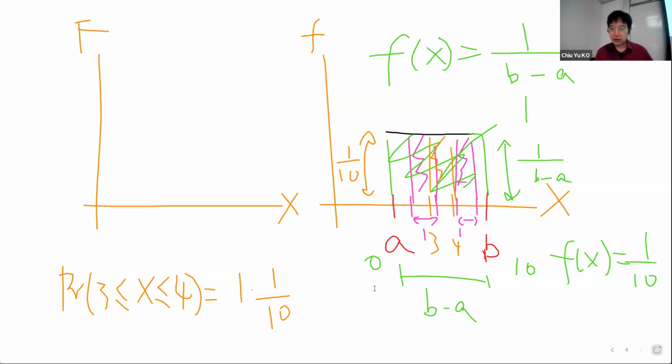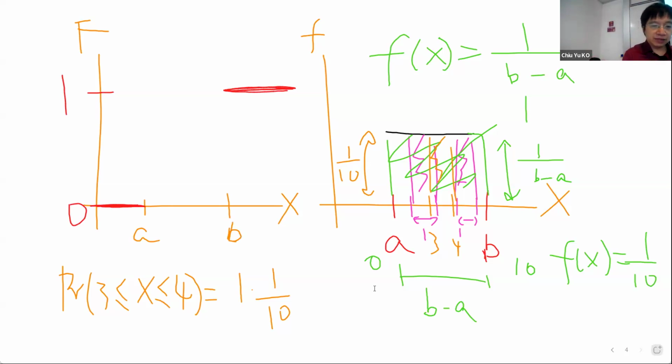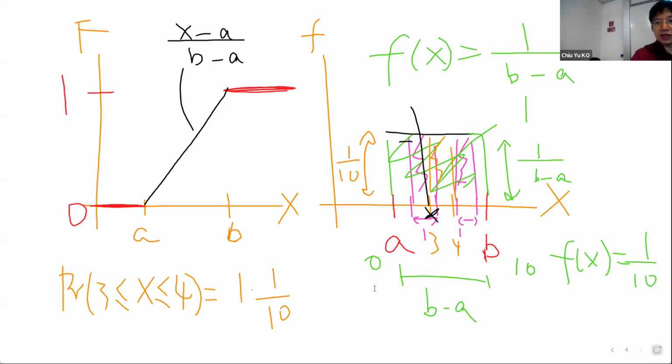So if you think carefully, if this is A and this is B, it must be the case that this is 0 and 1 must be here. And it must be a line. This line is simply x minus a over b minus a. If x is here, we calculate this area, x minus a times 1 over b minus a, that's it. That's how we get this formula, because this height is telling you the probability. As you keep moving x, this is the formula, it's linear.